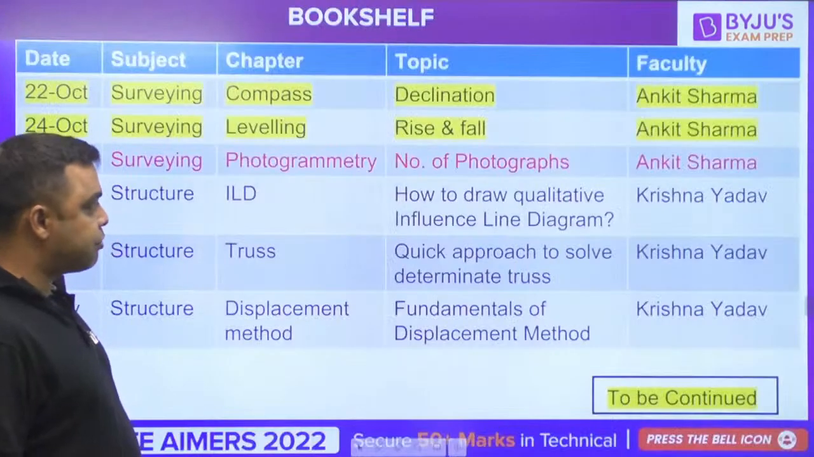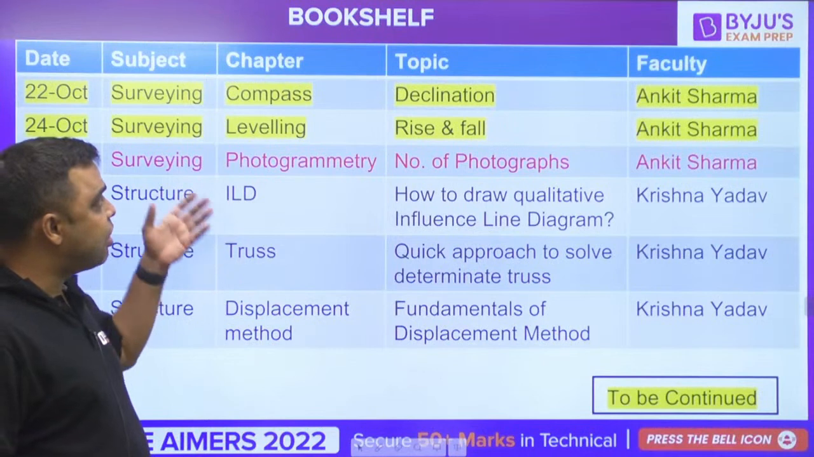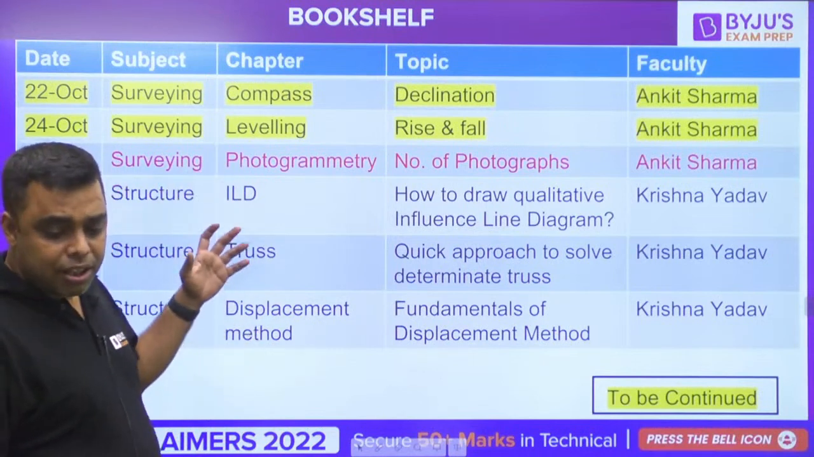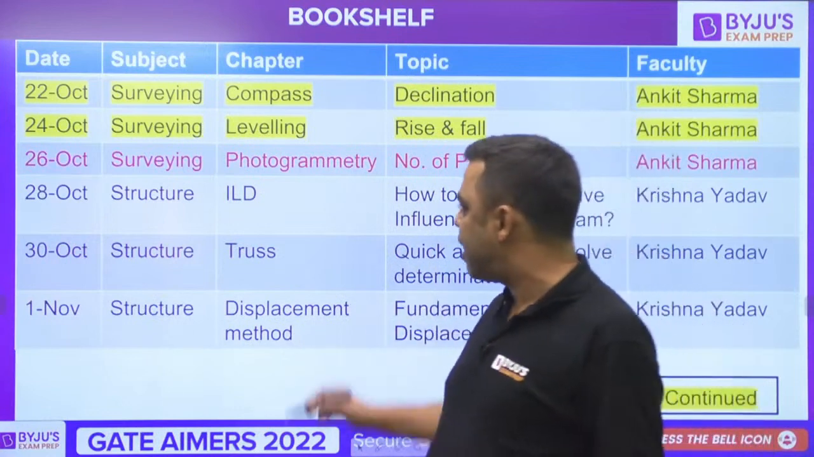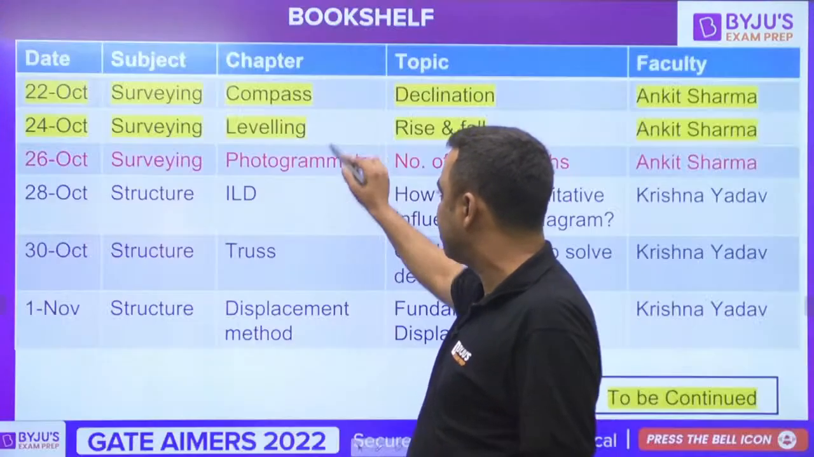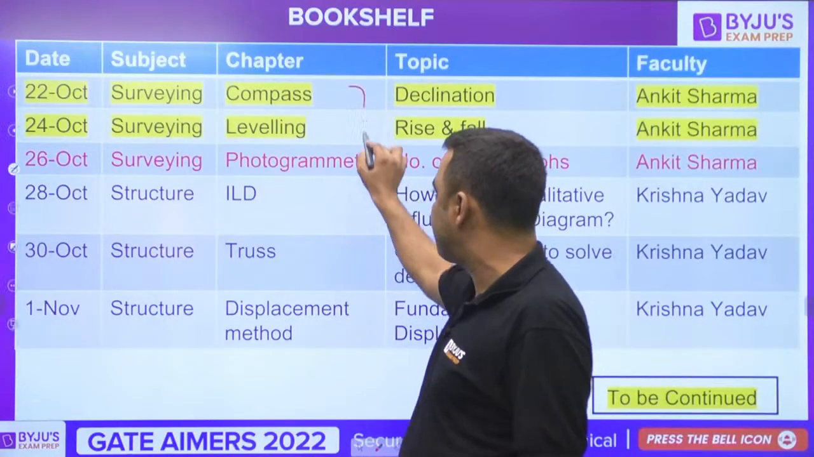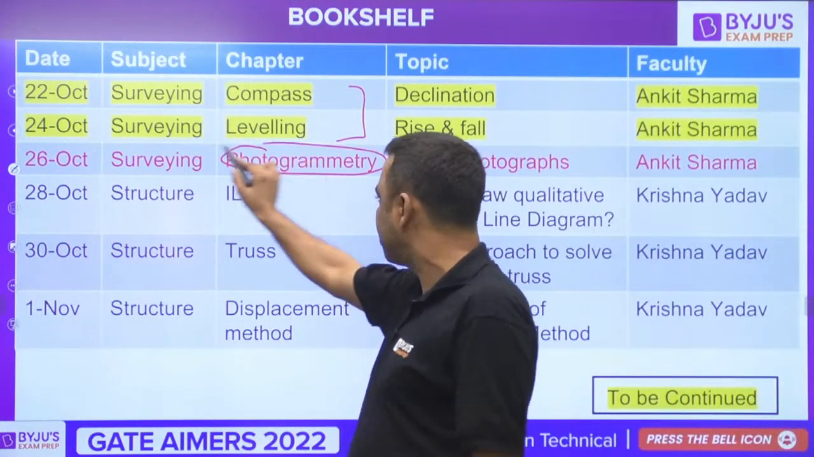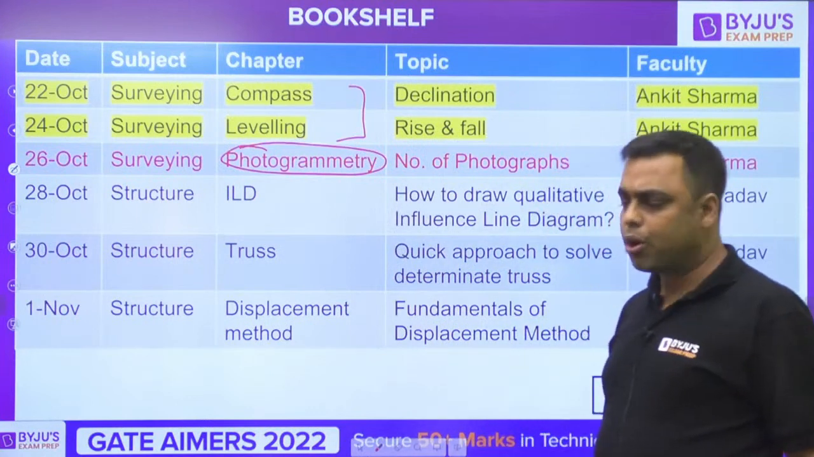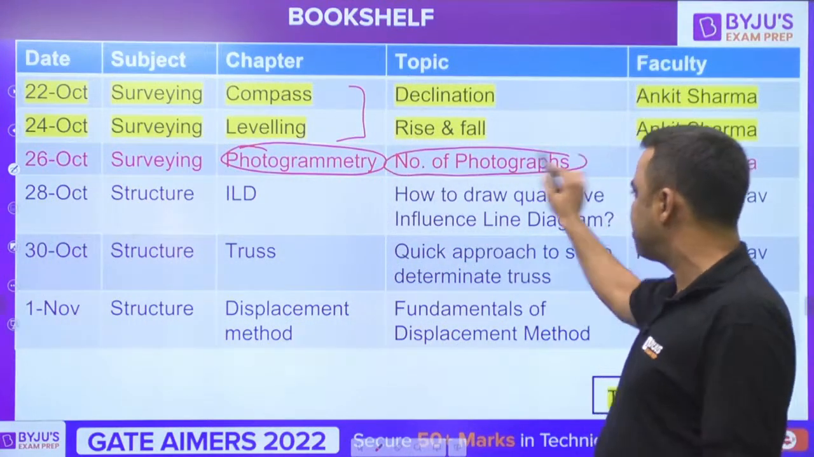Further, the next one guys, this is our schedule, which is our bookshelf. I have named this slide as the bookshelf. I have taken these two sessions, and this is our session called photogrammetry, the number of photographs, right?